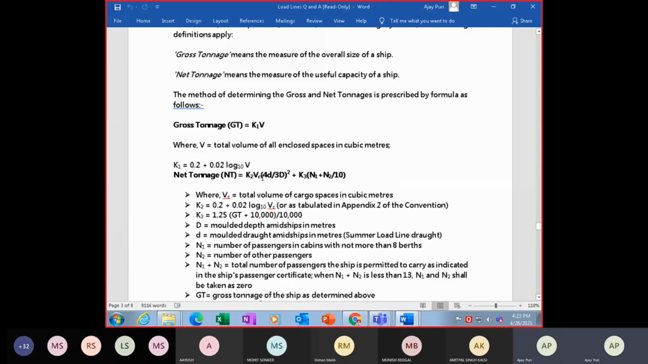K2 is another constant. VC is total volume of cargo spaces, not enclosed spaces, but only cargo spaces, into 4D. D here is molded draft amidships in meters, and capital D, 4D by 3D whole square. So capital D is molded depth amidships in meters. Molded का मतलब है depth of the thickness of the keel is not taken in both cases. Molded draft, molded depth, thickness of the keel is not taken.